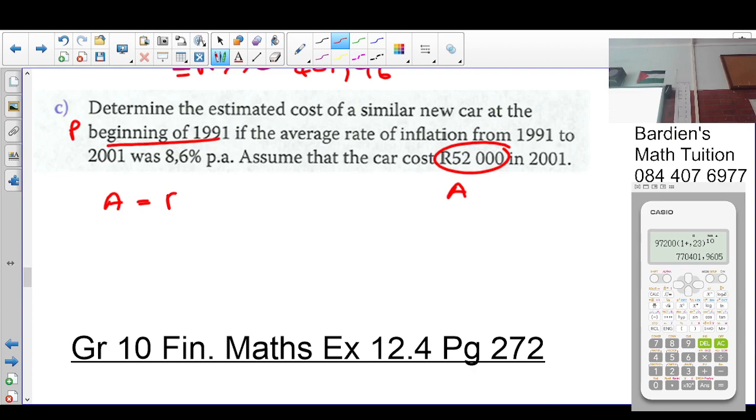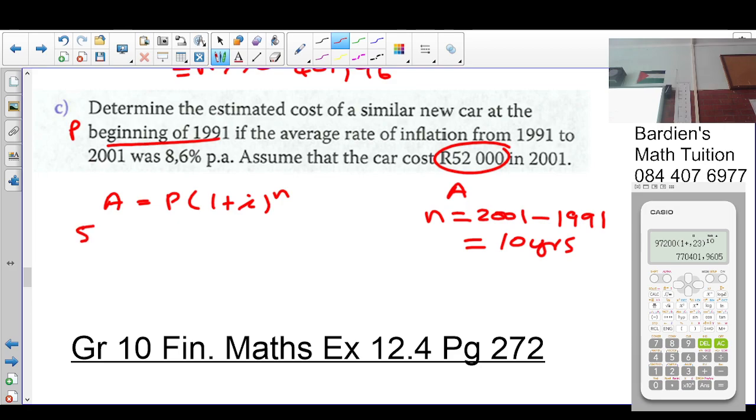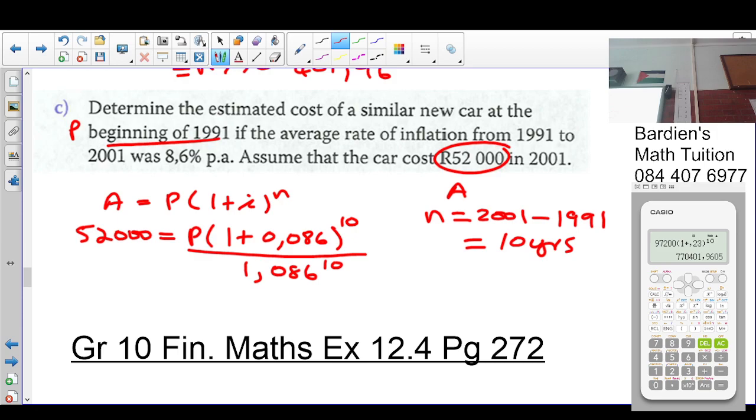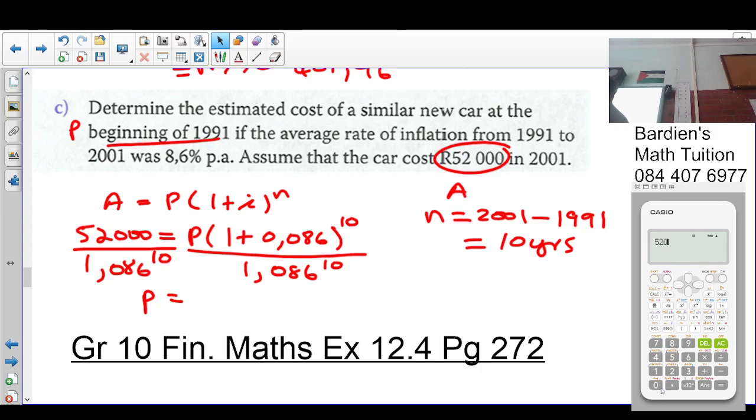So again, my formula: A is equal to P into 1 plus i to the n, where n is your number of years. It's 2001 minus 1991. How many years is that? Also 10 years. You see that, people? So you want your A value, 52,200 Rand, equals P into 1 plus your interest rate, which is 8.6%, so 0.086, which is 8.6 over 100, to the exponent 10. How do we get P on its own? Divide by this product factor, so it's 1.086 to the exponent 10. So the P value is going to give us 52,200 over 1.086 to the exponent 10.